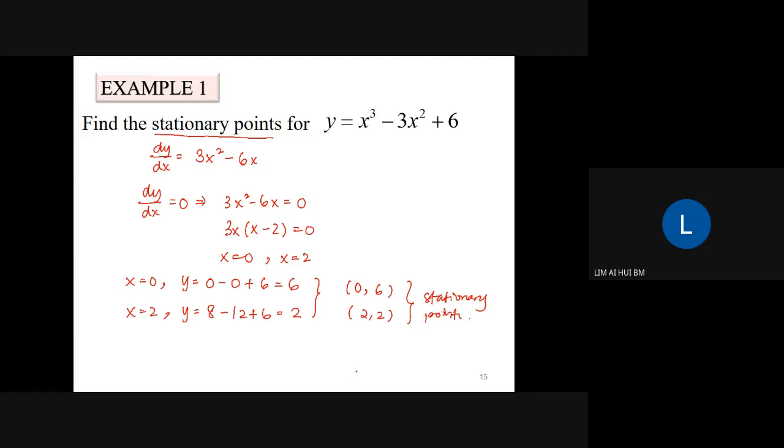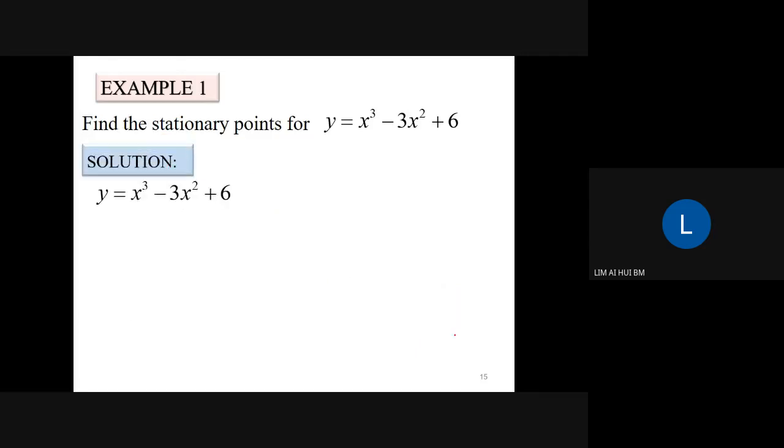Okay, stationary point happens when the dy dx equals to 0. You need to remember this one. Okay, dy dx equals to 0. We find the points using dy dx equals to 0. So we have 2 stationary points over here. All right, this is the way we get a stationary point.